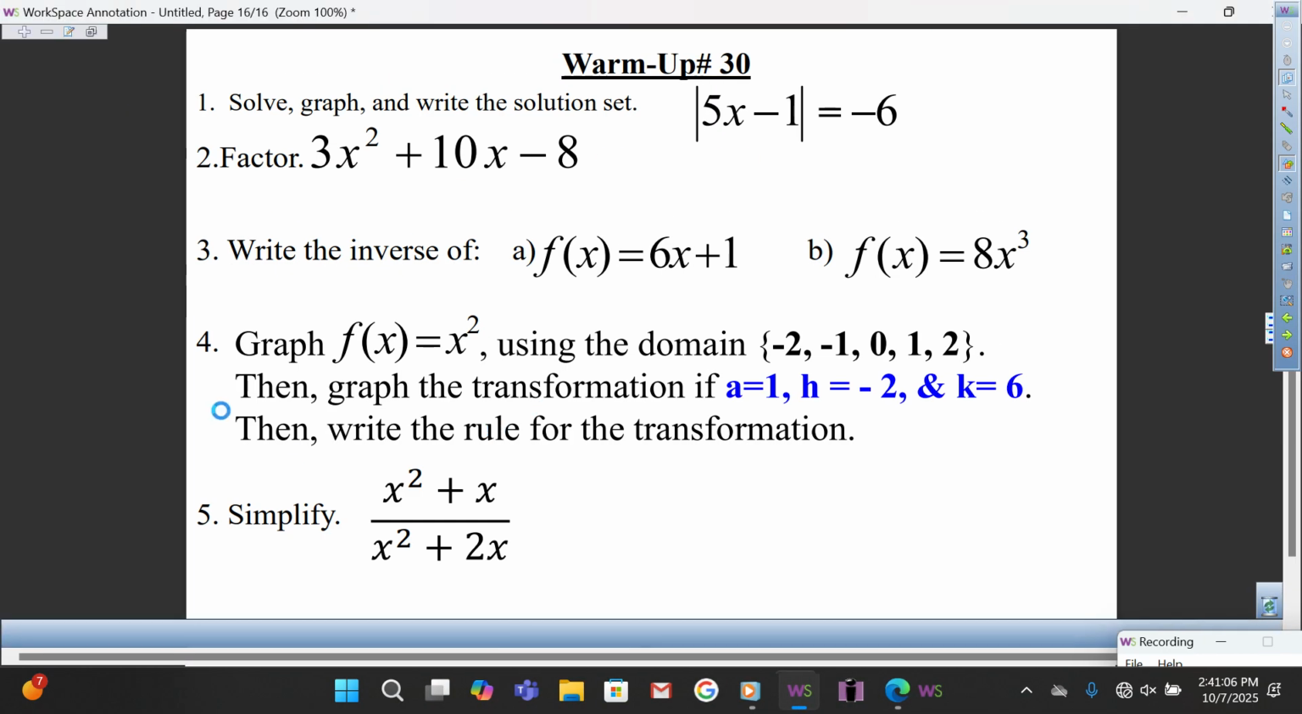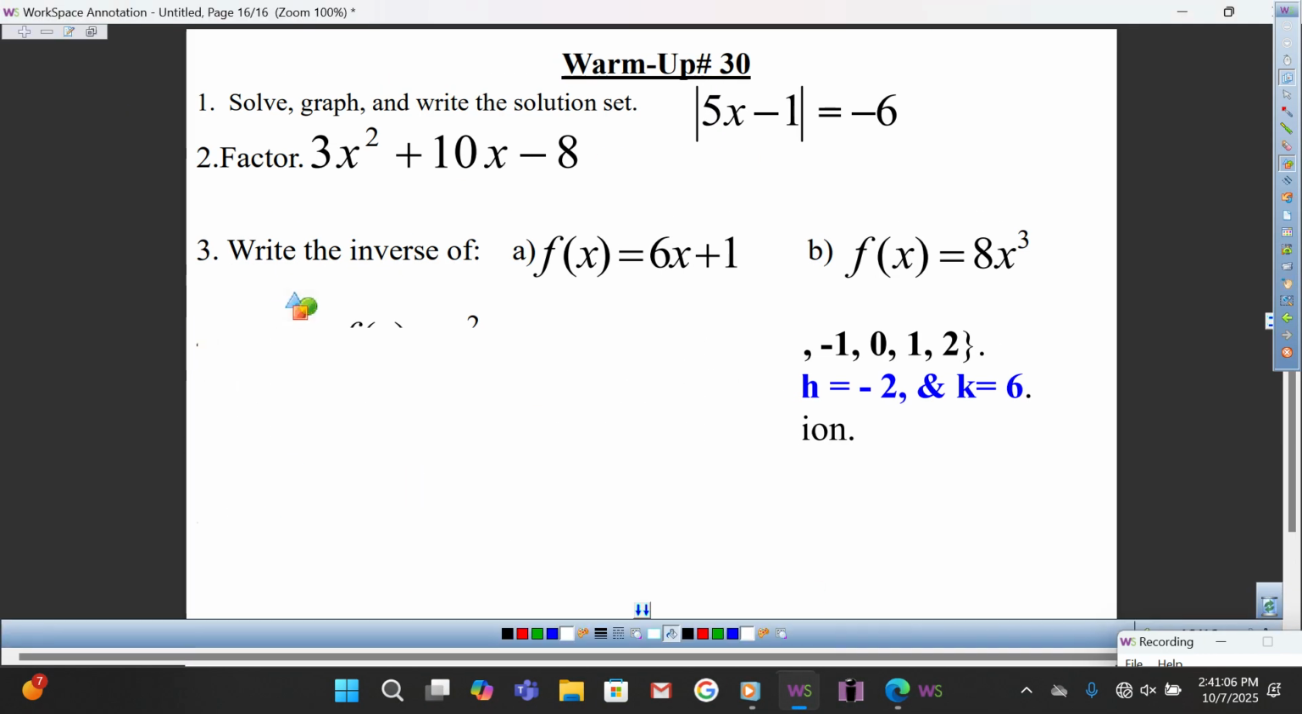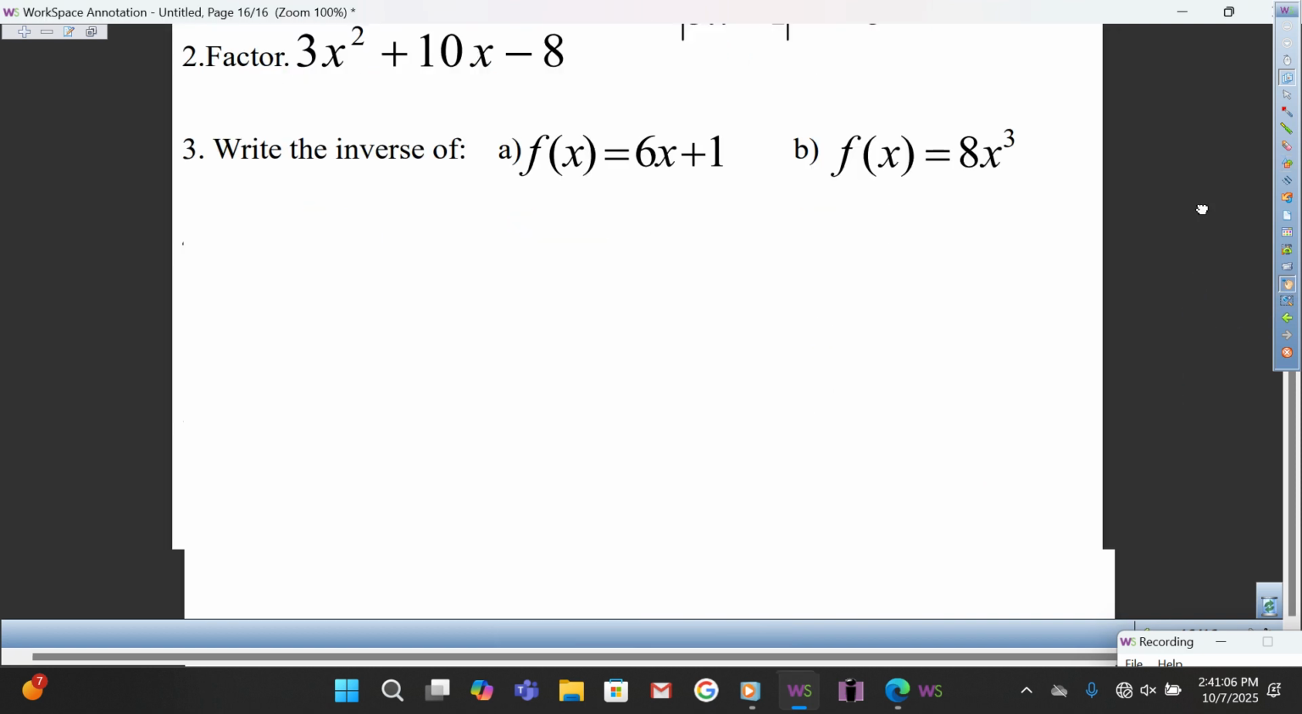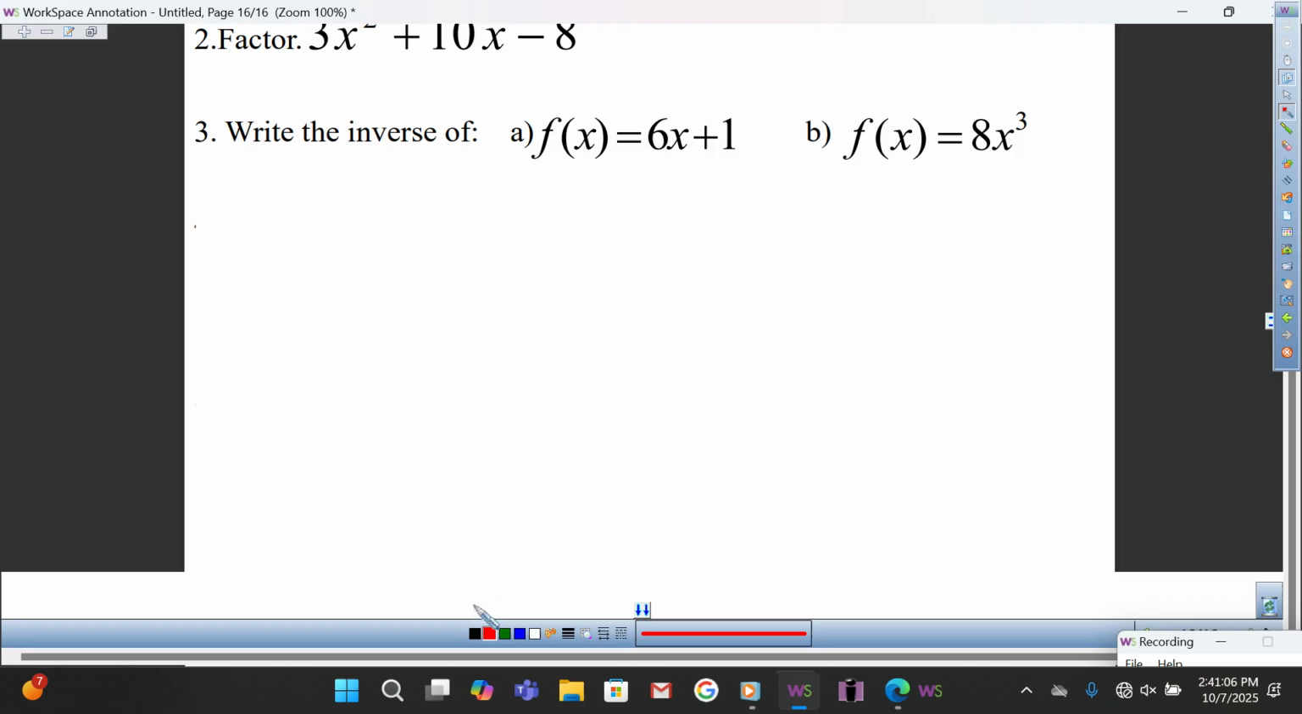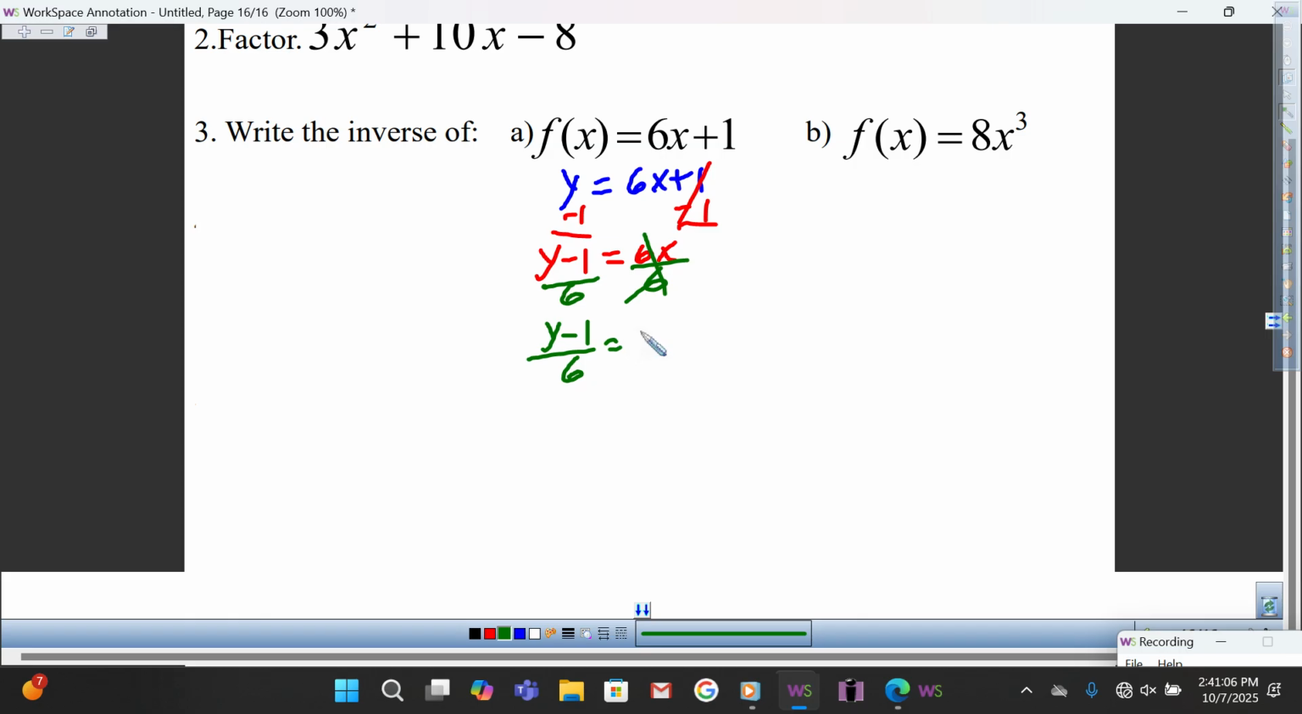Number 3, inverses. By now we should be experts at these, yes? Especially after yesterday's video lesson on inverses. Is that correct? All right, here we go. First steps first. Change f of x to y, so that is y equals 6x plus 1. From there, we subtract 1 from each side. We end up with y minus 1 equals 6x. And then at the end, we divide by 6 both sides. We end up with (y minus 1) over 6 equals x.